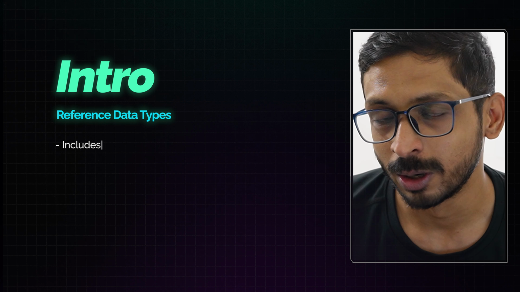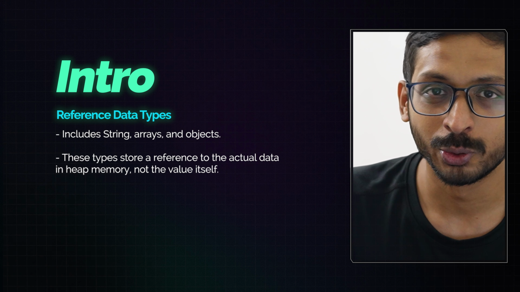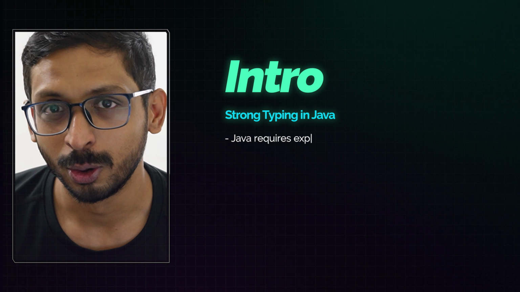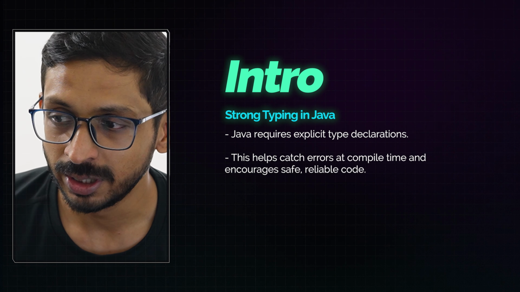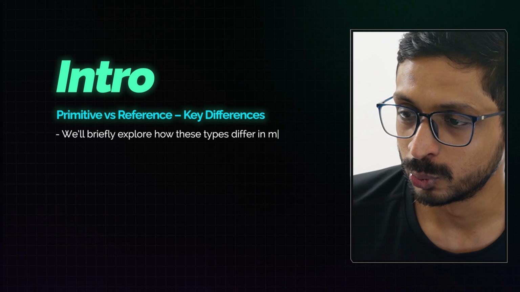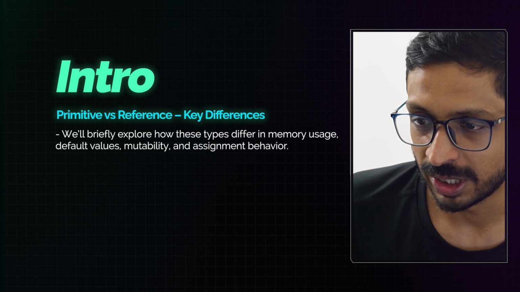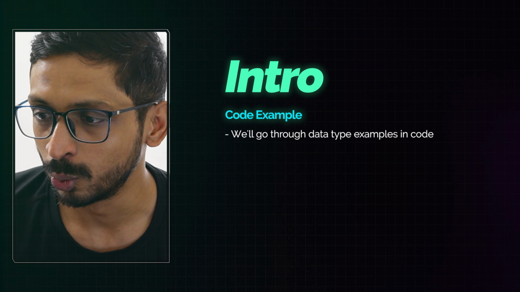Then we'll move on to some reference data types like string, arrays, and objects, which rather than storing value directly, store references to data in memory. We'll also see how Java's strong typing mechanism helps catch errors early and makes our code reliable. And along the way, we'll compare primitive to reference types and understand how they differ in memory usage and their behavior. And we'll have a look at a practical code example to go through it all.